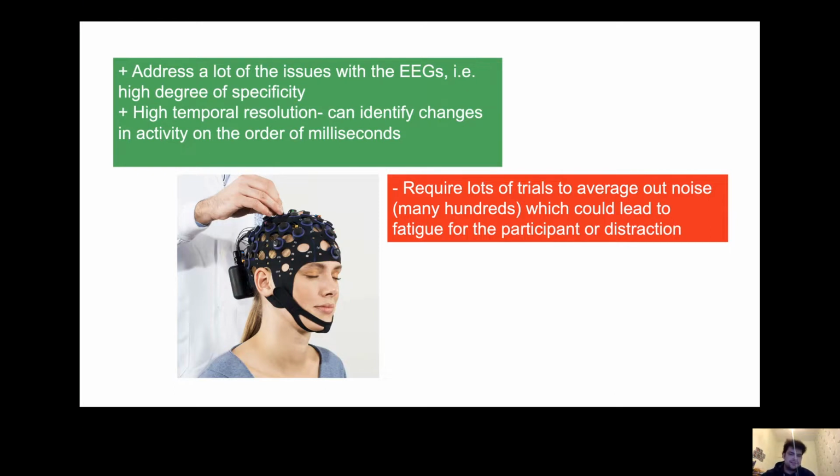So there are a few drawbacks with ERPs, but generally they're much more useful and effective than just a raw EEG signal.